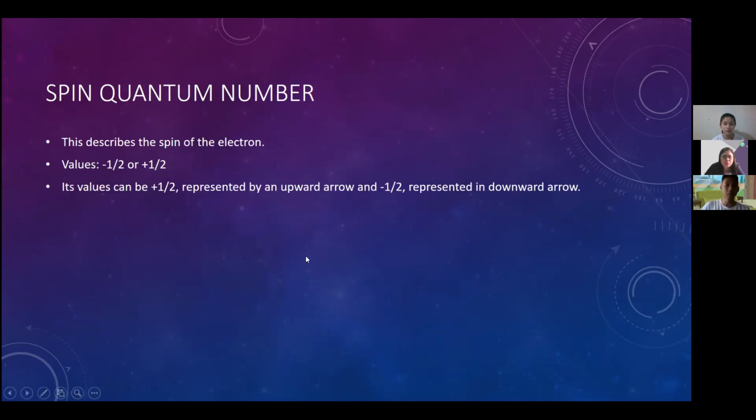For the spin quantum number, this describes the spin of the electron. For example, you count the arrows and it stops at a downward arrow: the spin quantum number is negative 1 over 2. If it stops at an upward arrow, it is positive 1 over 2. So its values can be positive 1 over 2 for an upward arrow, and negative 1 over 2, or negative 1 half, represents a downward arrow.